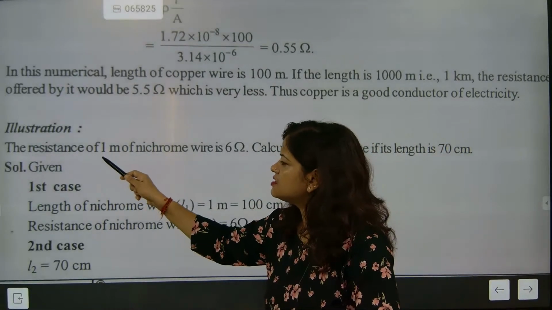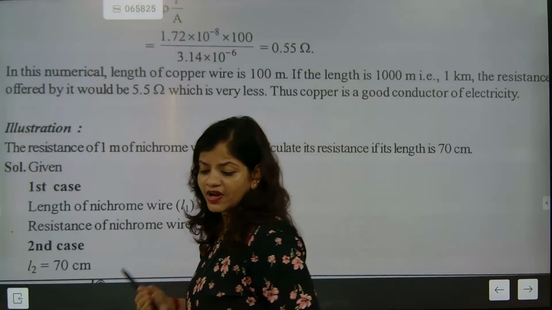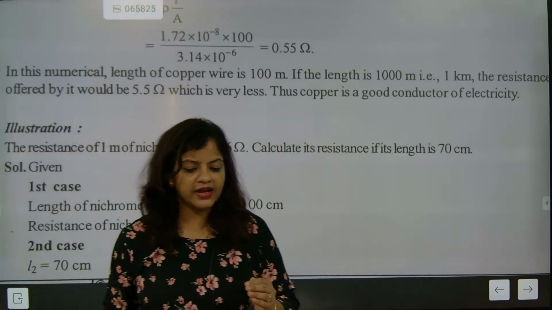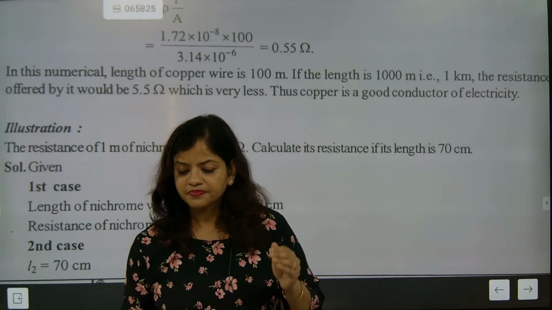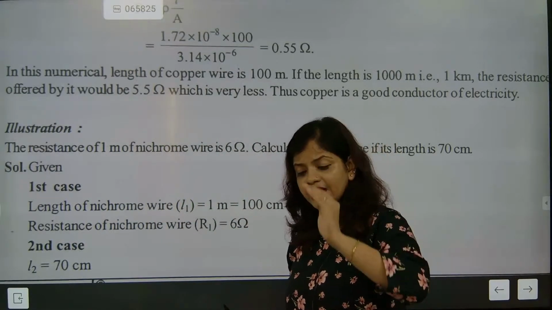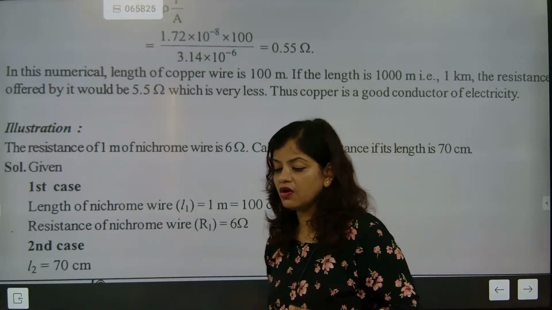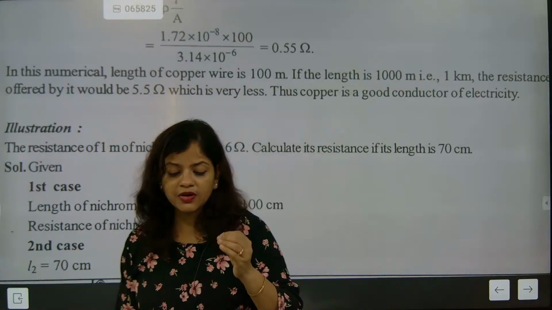The resistance of 1 meter of nichrome wire. What is the speciality of nichrome wire? Please remember this one. Is nichrome wire an element or an alloy? If it is an alloy, it is made with which elements?